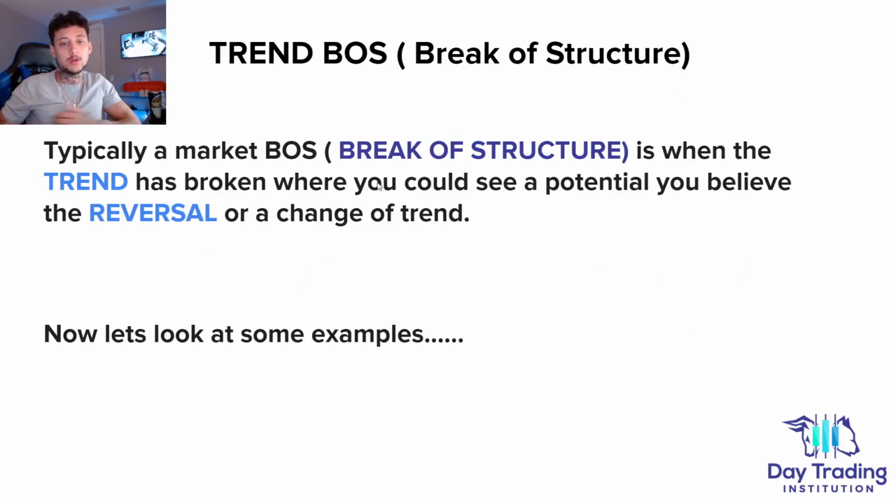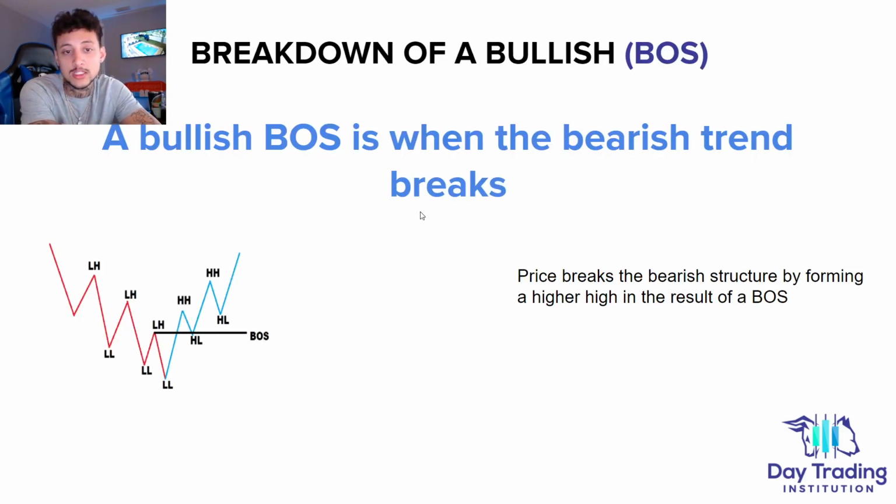Now, let's take a look at the break of structure and learn what an actual break of market structure is. Typically, a market structure break, or a BOS, is, in short terms, when the trend has broken, where you could see a potential reversal or change in trend, right? So again, when price actually does break structure, most likely there will be a change in trend. So now let's look at some examples.